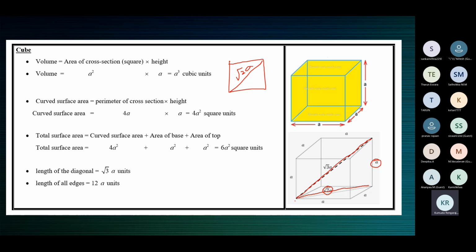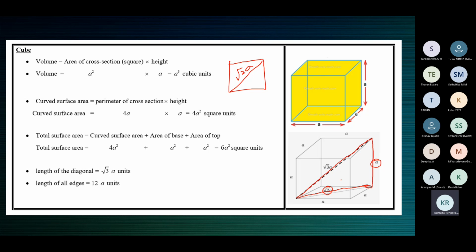Diagonally opposite top corner. Now when you apply Pythagoras theorem, this is a right triangle. What you see here is a right triangle. On applying Pythagoras theorem, you will have to do that yourself. It's simple. Root 2a and a. Apply Pythagoras theorem, you will get that the hypotenuse is root 3a units. So the length of the diagonal is root 3a units.